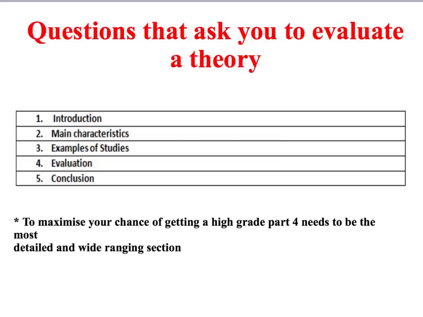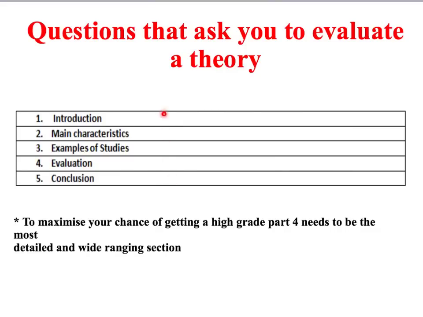The second type of 45-mark question that you might get on your examination paper is a question that asks you to evaluate a particular theory. So you might get a question, for example, that asks you to evaluate the Marxist view of power. And for this type of question, I recommend a 5-part essay structure.